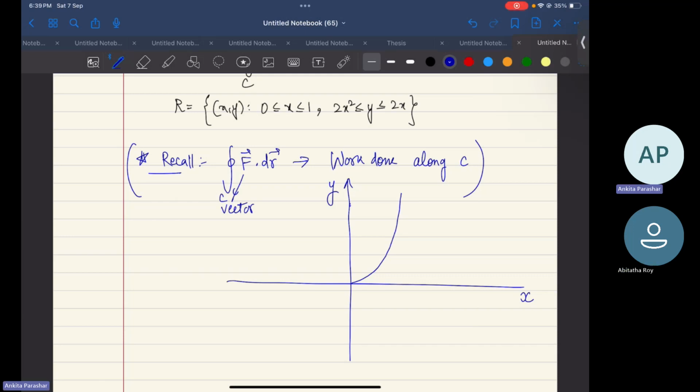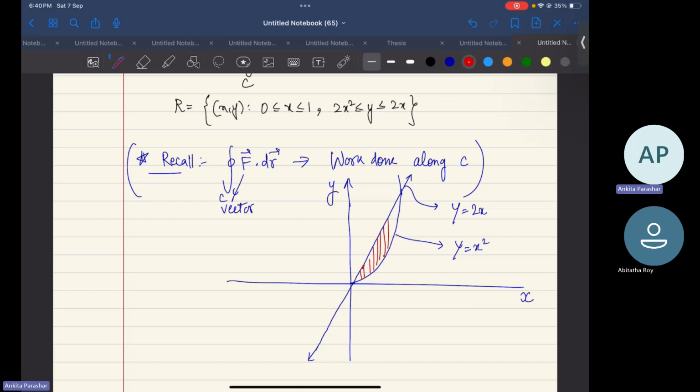Y equal to 2x, if you see carefully, would be something like this. So I'll just draw, this is y equal to 2x. This is y equal to x square. Your region is in between. You start with x square and you approach till this. This is how your region is.